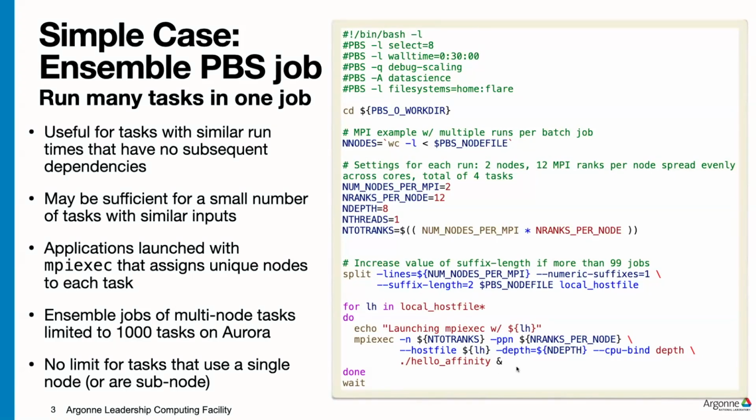When you're backgrounding your MPI processes like this, it's important to include a wait so the script doesn't return before those processes return themselves. And in this way, you can launch multiple tasks on unique nodes that will run in parallel within a single batch job.